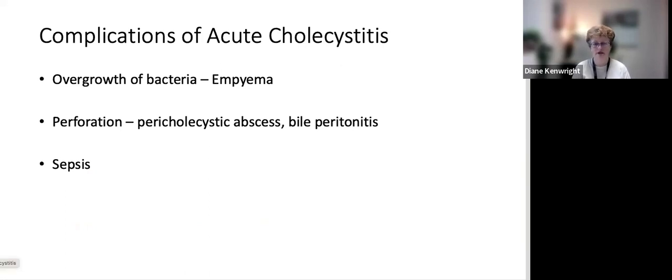What are the complications of acute cholecystitis that make it a surgical problem? So the first is that we can get overgrowth of bacteria in there, leading to empyema. It can perforate, leading to an abscess and peritonitis, and it can cause systemic sepsis. Sometimes surgeons will calm the acute cholecystitis down with antibiotics and other treatment, and they then can operate as an interval, or sometimes it's taken out acutely.